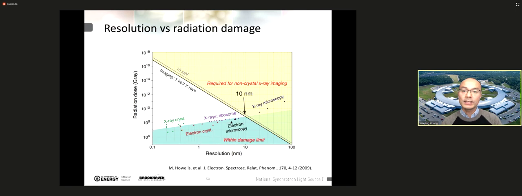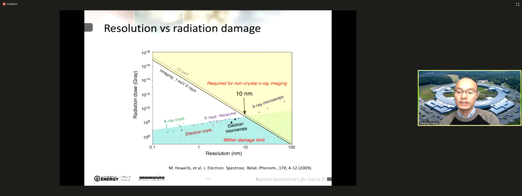So in principle, we can collect the structure information before the atoms move. So although the chemical bonds are destroyed, the atoms still don't have enough time to move around, so we still capture the information in the initial stage. Then by doing that, we can go beyond the limitation to achieve a high resolution. And of course, after measurement, the sample will be damaged, but we collect the information before the damage happens.